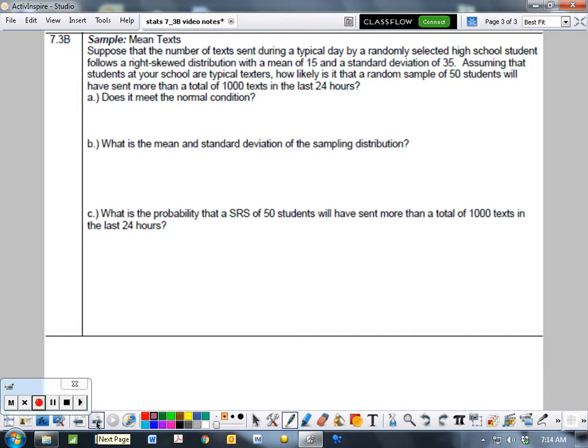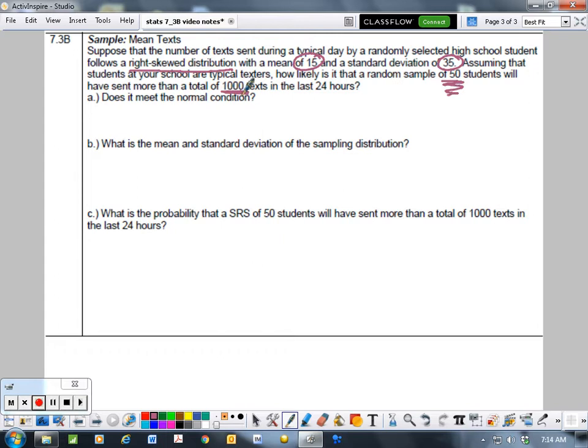Suppose that the number of texts sent during a typical day by a randomly selected high school student follows a right-skewed distribution with a mean of 15 and a standard deviation of 35. Assuming that students at your school are typical texters, how likely is it that a random sample of 50 students will have sent more than a total of 1,000 texts in 24 hours, or in a day?